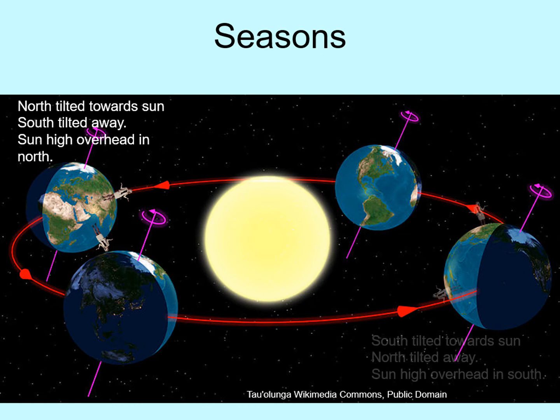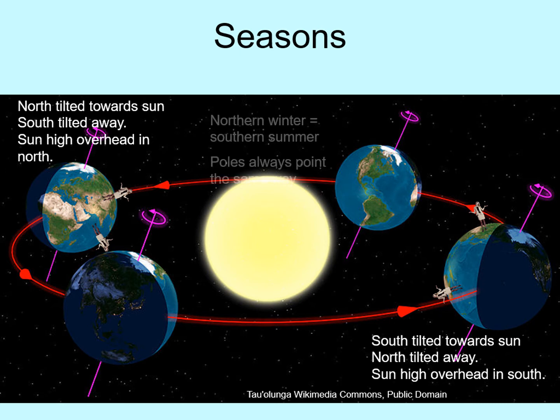On the other side, we're looking at the Earth 6 months later. Now the roles are reversed. This illustrates another important point. When it's winter in the north, it's summer in the south, and vice versa. Crossing the equator means that the seasons reverse.